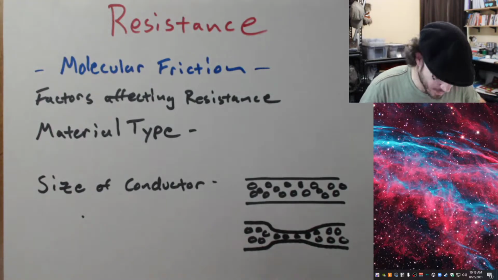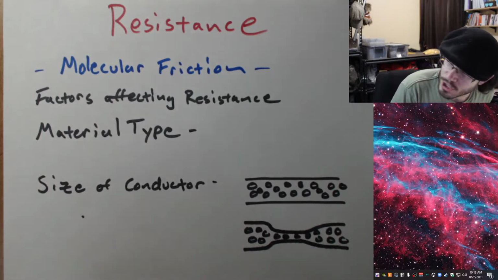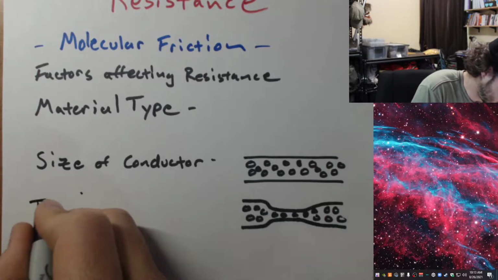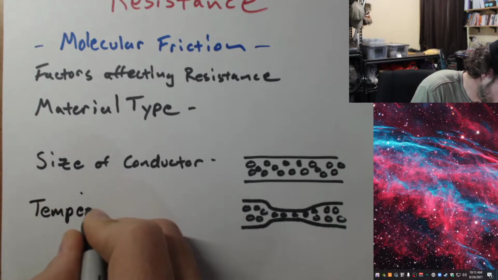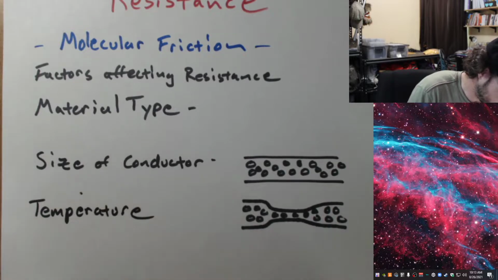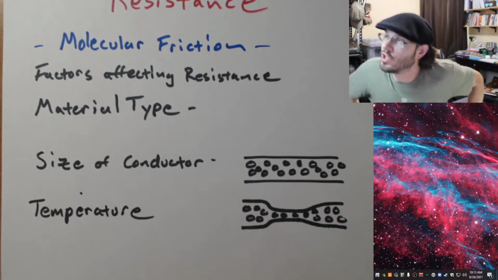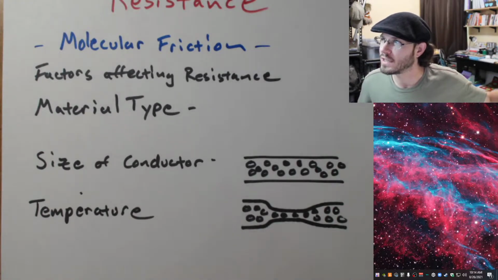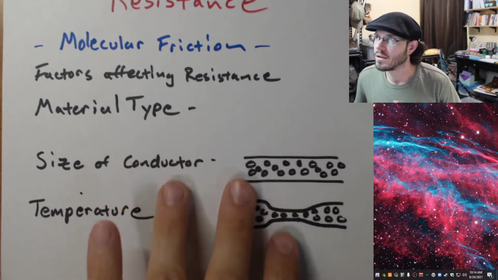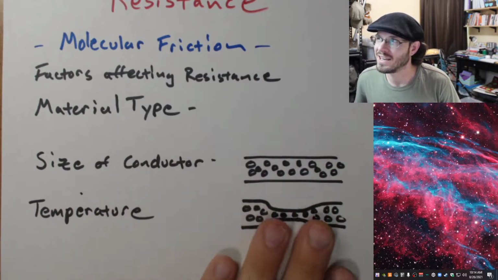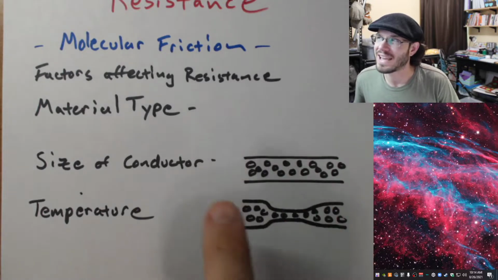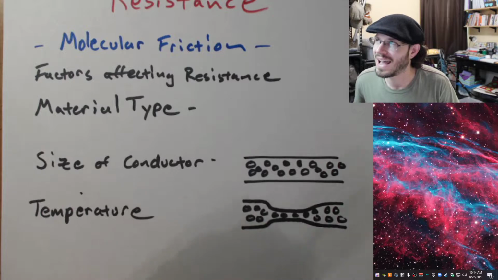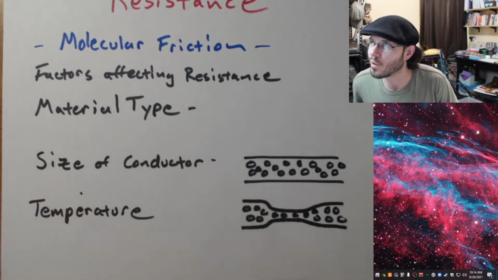All right, I got one last one. This one's fun. Temperature. Okay, turns out resistance changes with temperature. Usually, generally speaking, most materials that are good conductors will actually increase in resistance the larger the temperature is. Higher temperature equals more resistance.